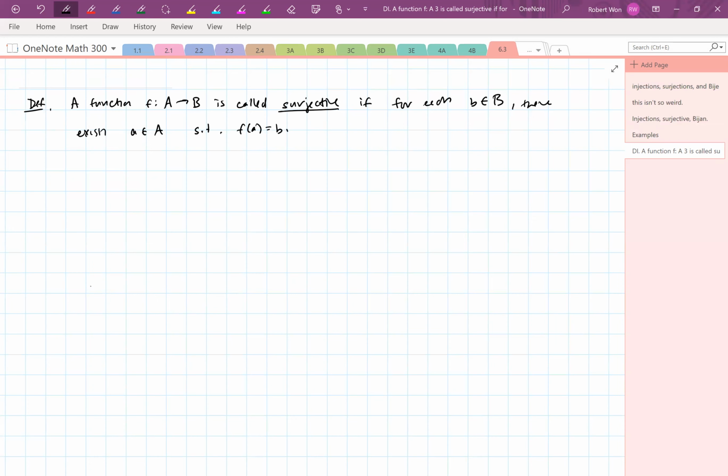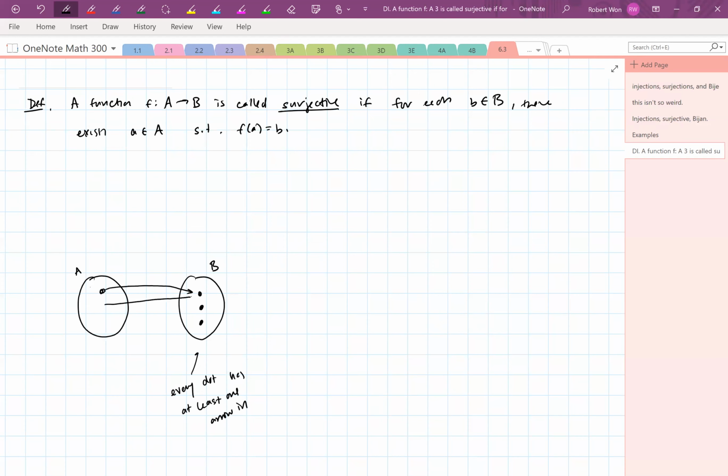Okay, again, I'll leave some room, but let's think about this in terms of arrow diagrams just to get some idea. This is a and this is b. This is saying for every dot on the right side, for every element of the codomain, there is some element in the domain that maps over to it. There could be more than one, but there's definitely not zero. It means that every dot has at least one arrow in. Another way to say this is that every single possible output is actually the output of the function.